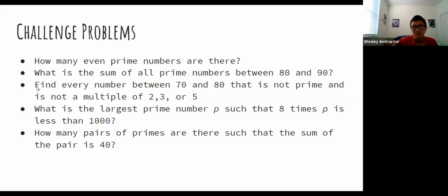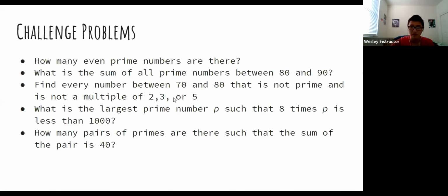So, number 3, find every number between 70 and 80 that is not prime, so composite, and is not a multiple of 2, 3, or 5. So that means we get rid of all the numbers that are multiples of 2, 3, and 5. So all the even numbers, and all the prime numbers. All the prime numbers in this range are 71, 73, and 79. So those numbers are all prime. And all the even numbers are out because they are multiples of 2.